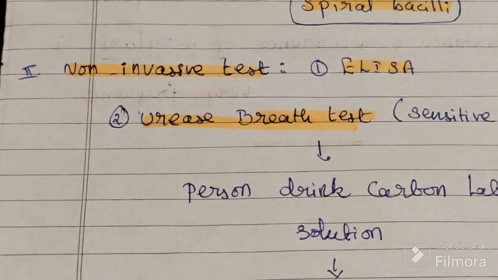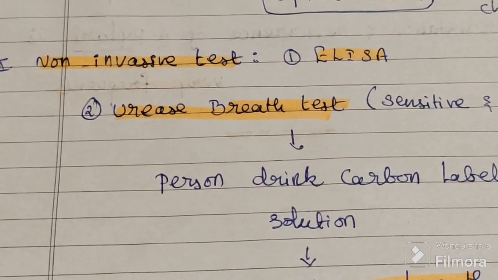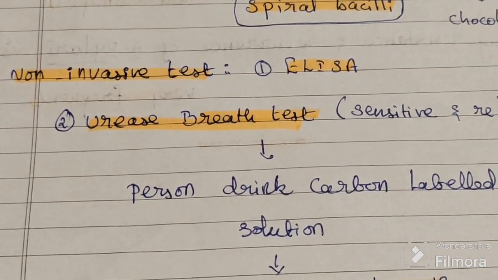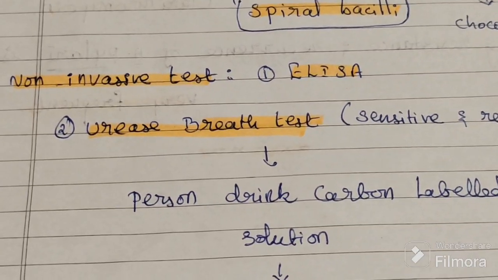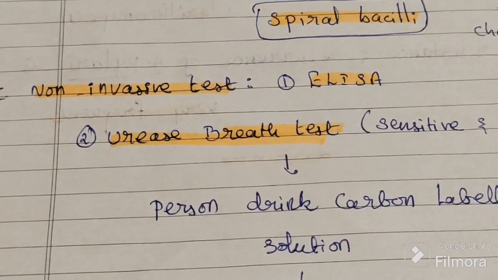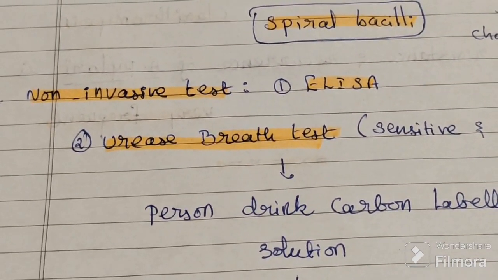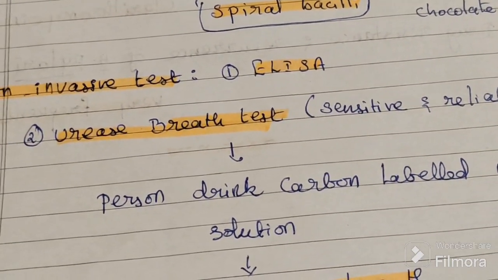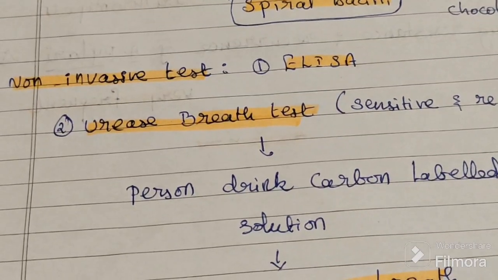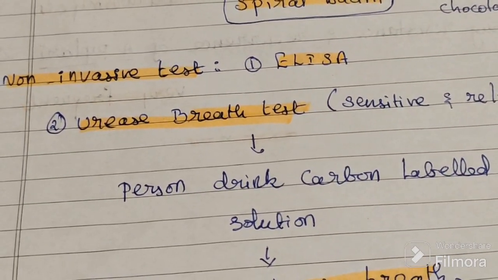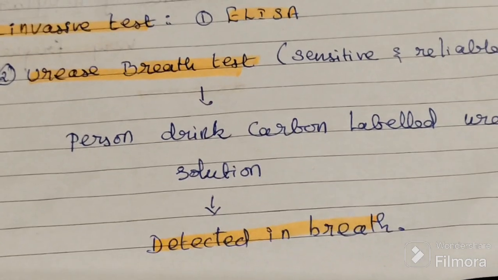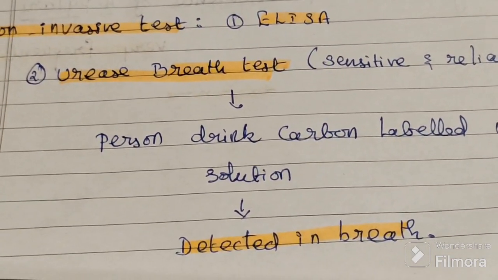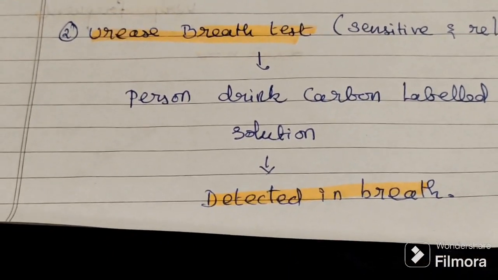Next, coming to non-invasive tests. The non-invasive methods include serological techniques by ELISA, enzyme linked immunosorbent assay, and the urease breath test. This is a sensitive and reliable technique. In the urease breath test, the person drinks carbon-labeled urea solution and it is detected in the breath.